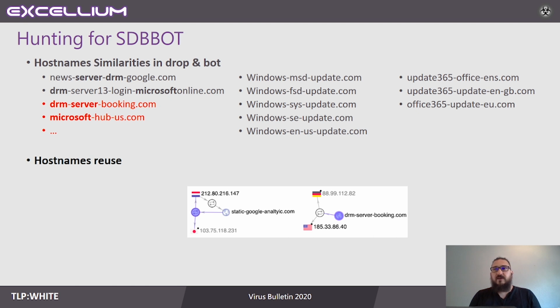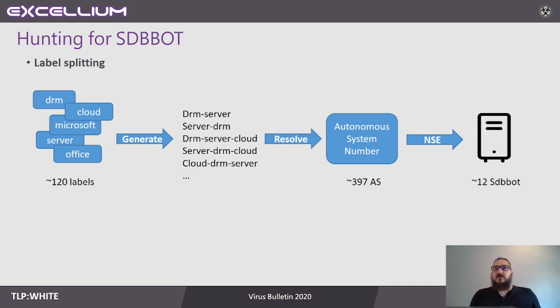What we found out also is that some IPs are reused. If you take a look at drm-server-booking.com and ask the passive DNS, you may see other IPs having this hostname. So it seems that this group, and they are doing a lot of work, like to reuse infrastructure. Probably the idea was they don't like to learn how to buy another domain, how to buy another hosting. It should maybe be always the same hosters, for example.